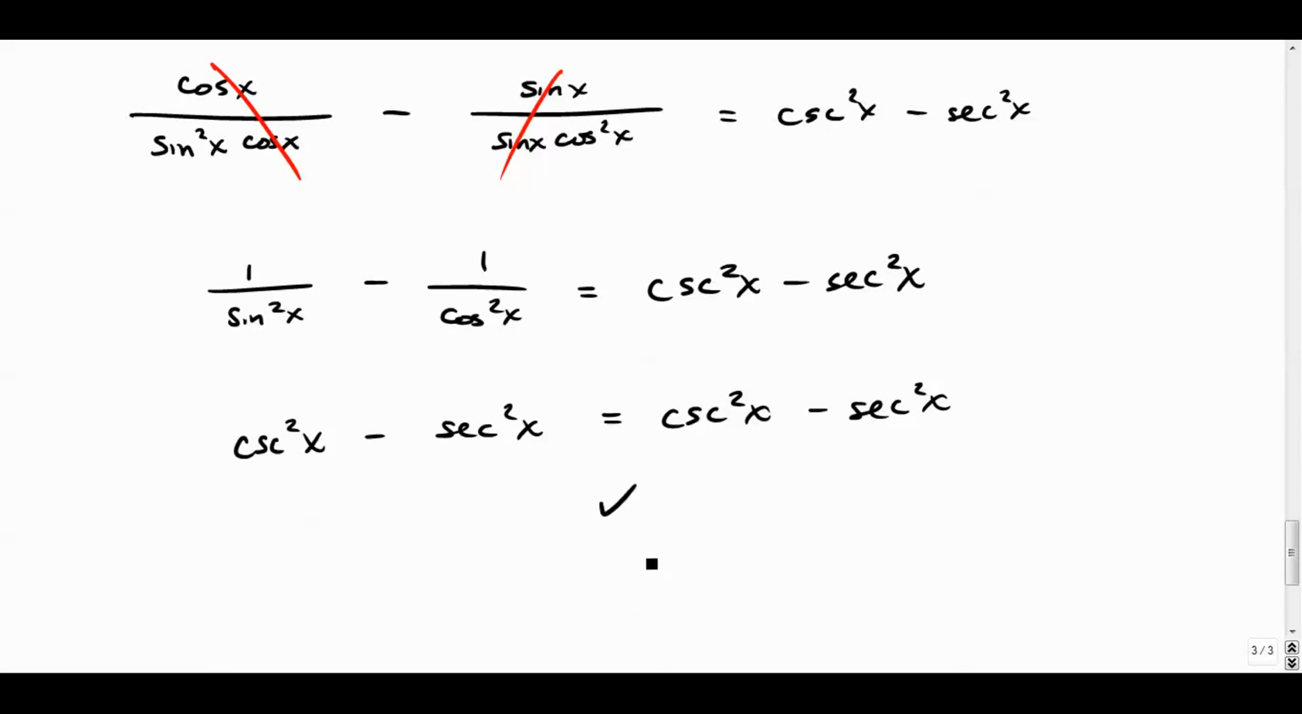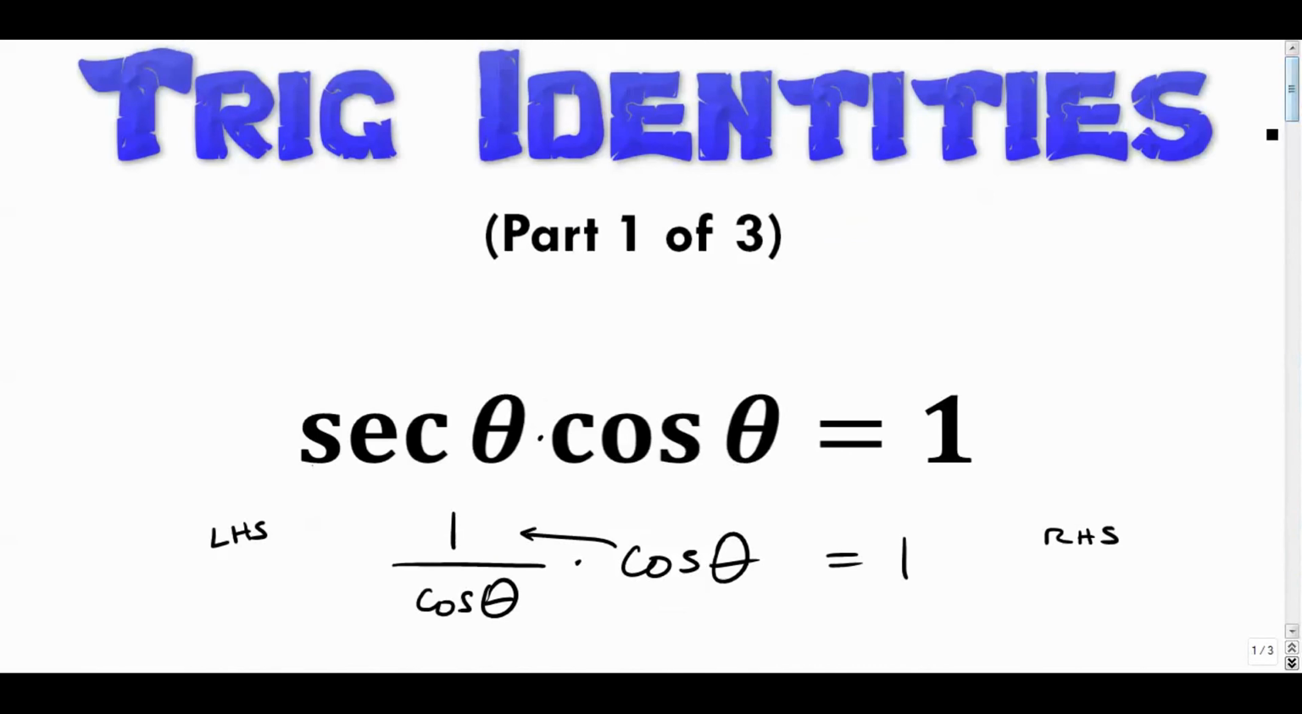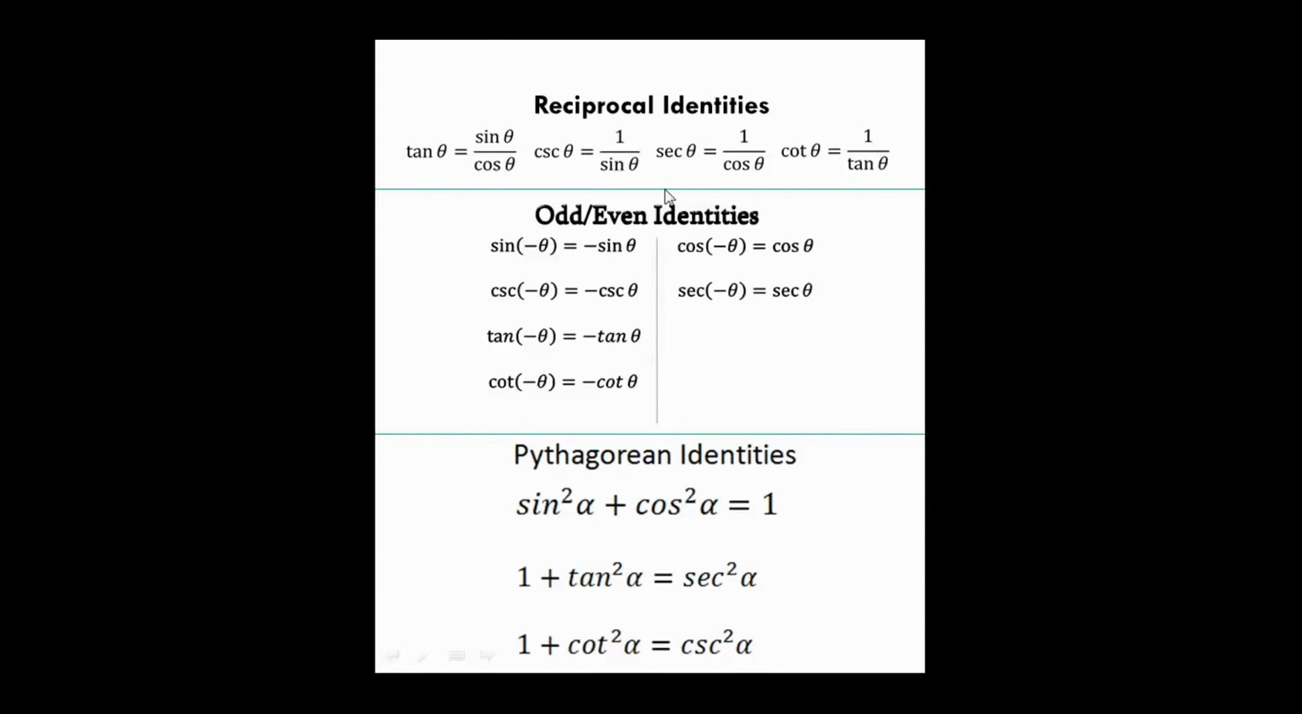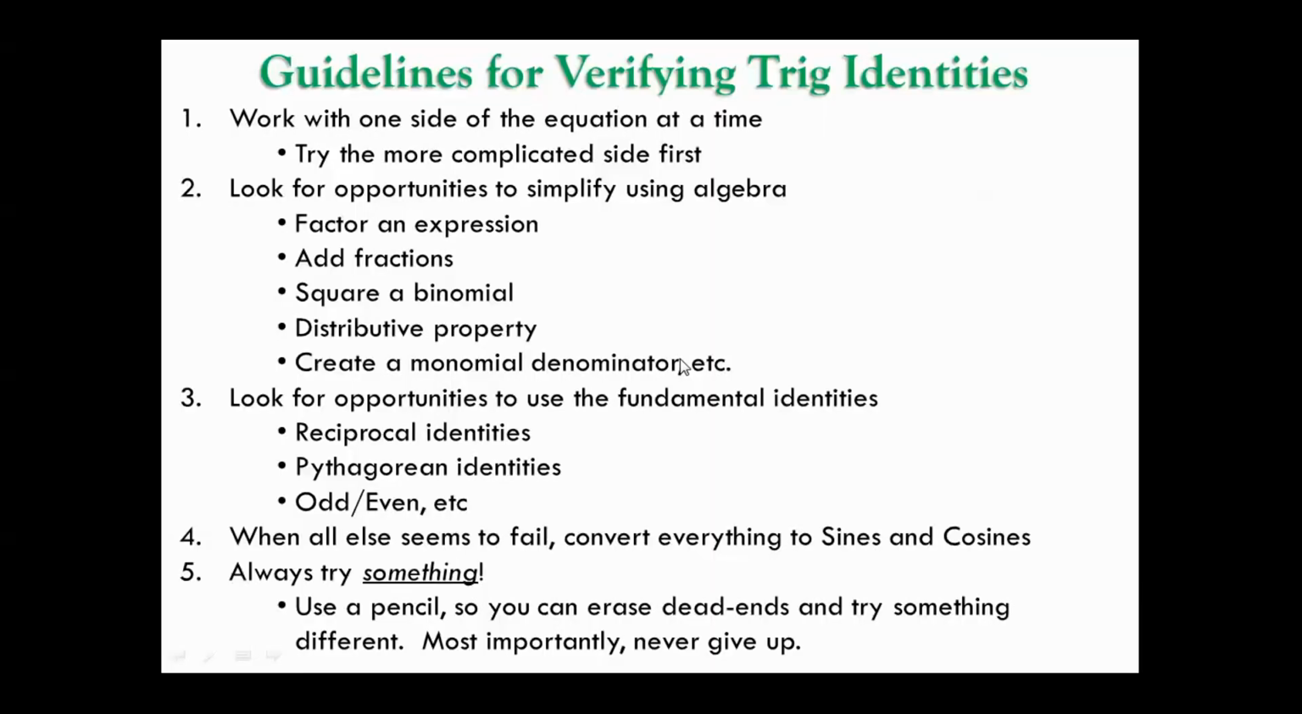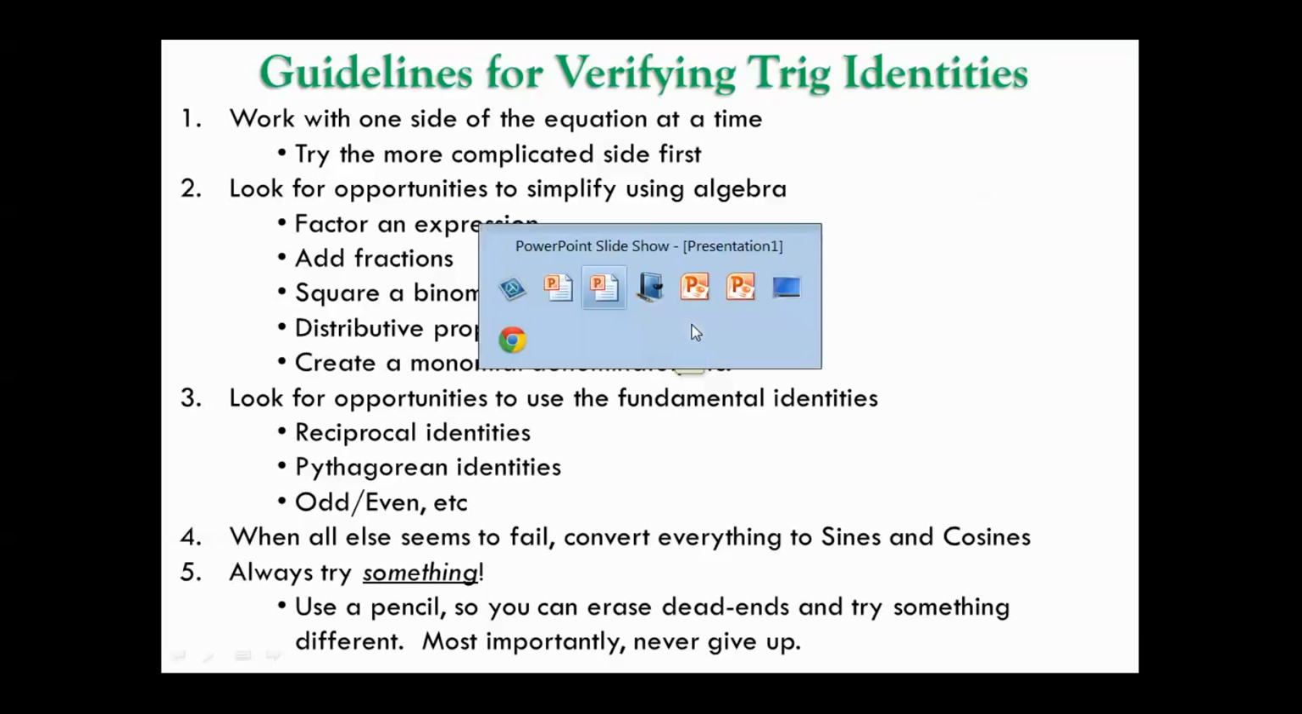I'm finished. So there you go, the first 3 trig verifications, starting with a really simple one and working up to a little bit more advanced one. But again, just remember these come back to algebra and your ability to know your basic identities. All right, and these guidelines are really important. If you didn't write these down, now would be a really good time to pause it and write them down.